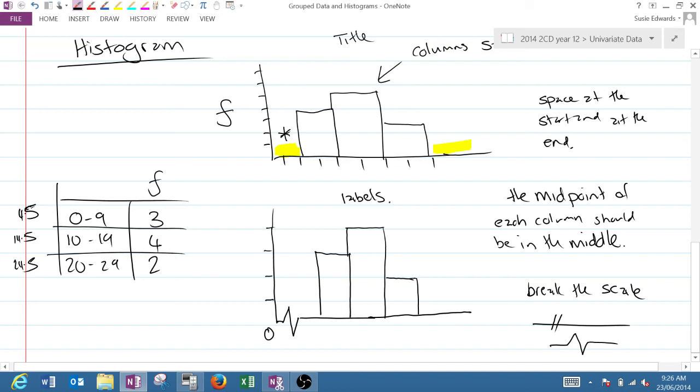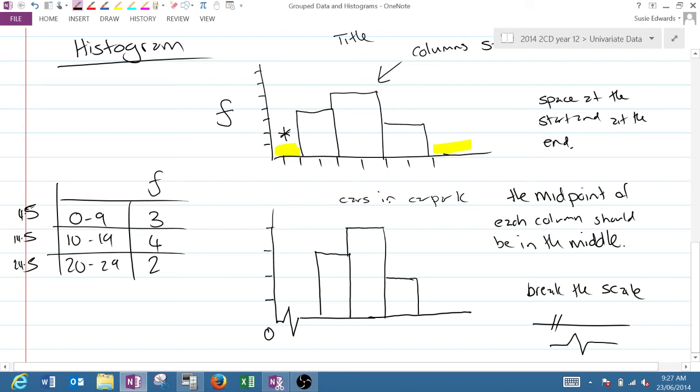What was the one point we said we needed to make sure we included? There's a space at the start and the end. The columns are the same width. We need to add in a title. So whatever the information is, we'll just say like cars in a car park or something. What else do I need to include?